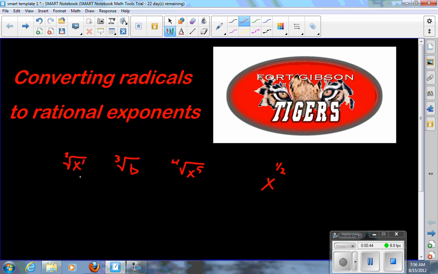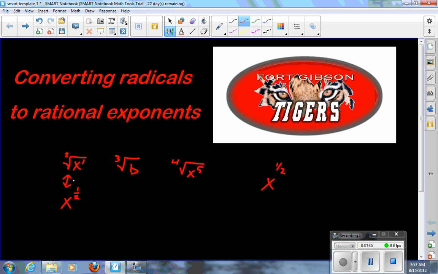So here's the rule. What you do is you rewrite the base, and then this number goes on the top of the fraction and this number goes on the bottom of the fraction. Now when I started doing algebra, this is all I would remember about this topic. I would remember that x to the 1/2 was the square root of x, and I could do any of these if I just went back to this example every time in my head, like the cube root of b.